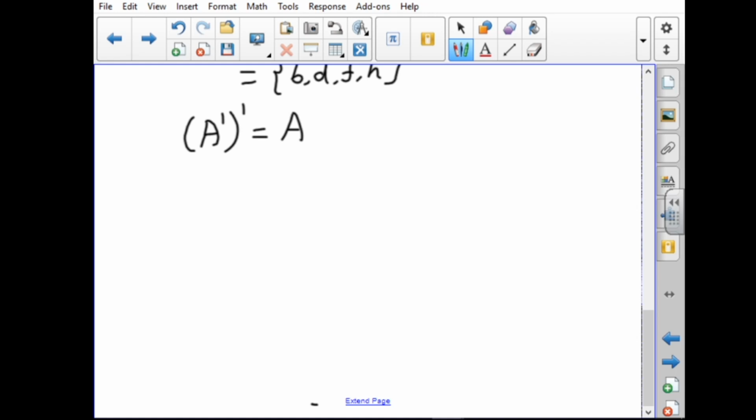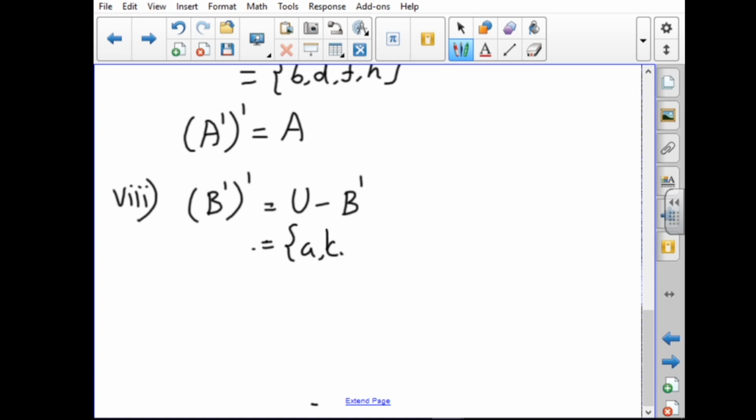Then next one, B dash whole dash, the eighth one. We can use the same rule, B dash whole dash. B dash whole dash is nothing but B. So we should check universal set minus B dash. Universal set means A, B, C, D, E, F, G, H. Then we already found B dash, the second set, that is B, C, F, G. You can omit those elements from the universal set.